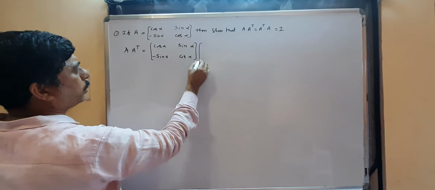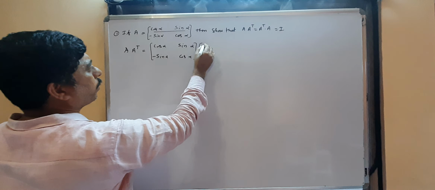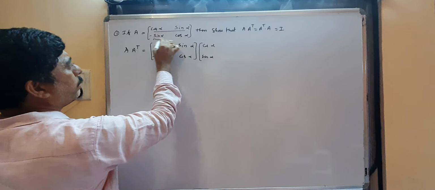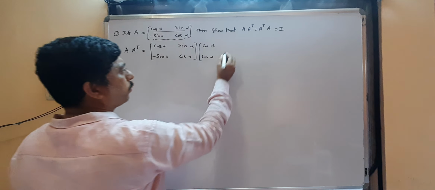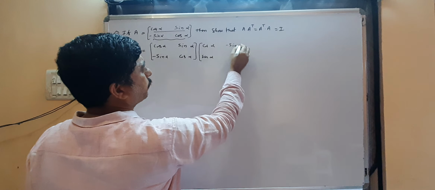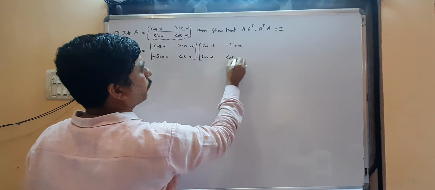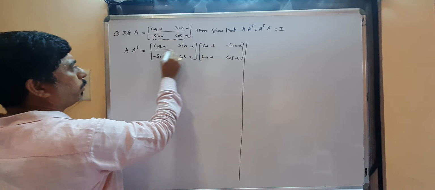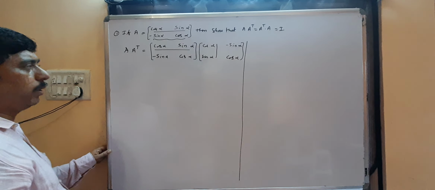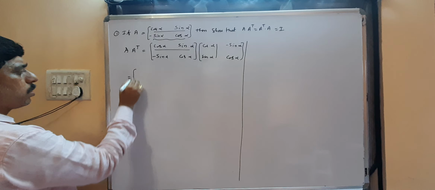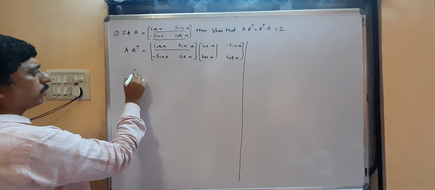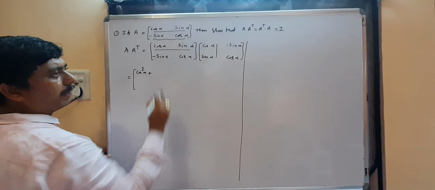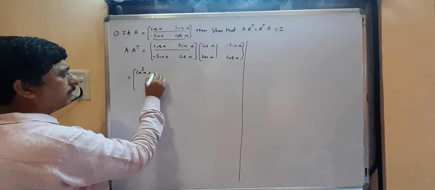A transpose: the first row changes to a column. First column: cos alpha, sin alpha. The second row changes to the second column: minus sin alpha, cos alpha. Now you can multiply row into column. Using trigonometry terms, cos alpha into cos alpha is cos square alpha, plus, plus into plus, sin alpha into sin alpha, sin square alpha.